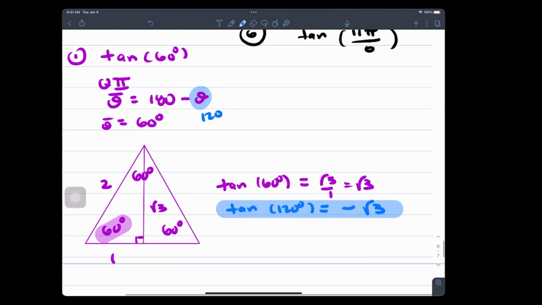And that's the work you have to go through. You have to go through that reference angle. You got to go through the path through trig is geometry and algebra.